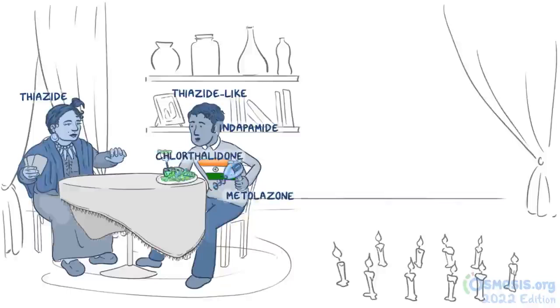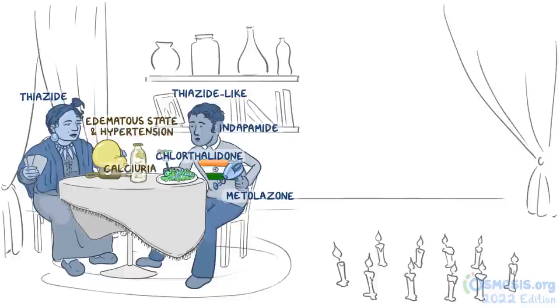On the table, there are a few objects representing the indications for these medications. First, instead of a crystal ball, the psychic is using a water balloon sitting on top of a blood pressure cuff, which represents the edematous state and hypertension. Next, there's a milk bottle with a kidney stone, representing calciuria, and a bone full of holes, representing osteoporosis. Finally, there's a sippy cup for diabetes insipidus.